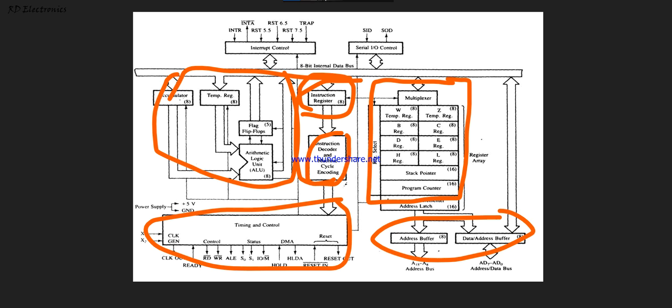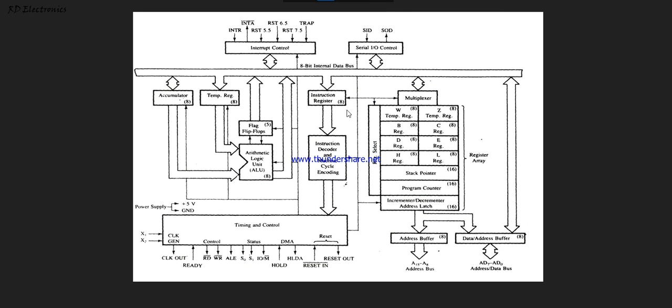This instruction decoding and machine cycle encoding basically informs us how different types of instructions are decoded, and how the microprocessor knows that this is an addition instruction, this is a subtraction instruction. So this instruction decoder and machine cycle encoding unit encodes our instructions to make them clearly understood by the microprocessor for its specific operation, like addition, multiplication, or different types of data transfer. Okay, that's all for today.